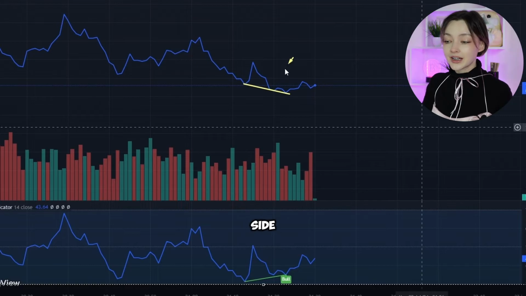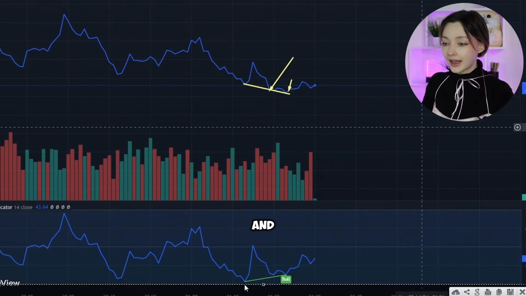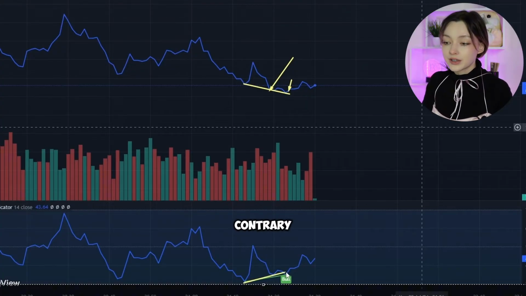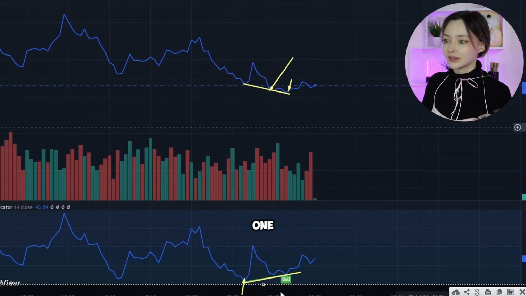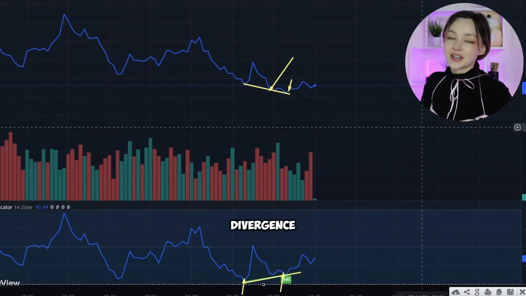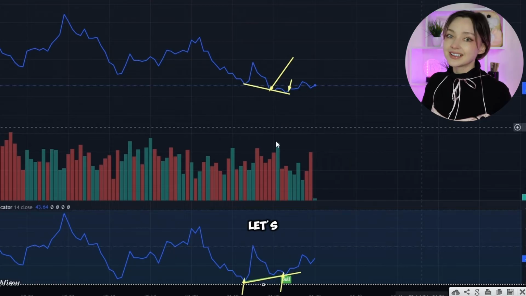On the RSI indicator, on the other hand, the price went up. And here, on the contrary, the successive lows were getting higher than the previous one, higher and higher. This was our divergence, which we used to enter the market. As soon as I saw the signal, I immediately opened a trade. So let's move on.